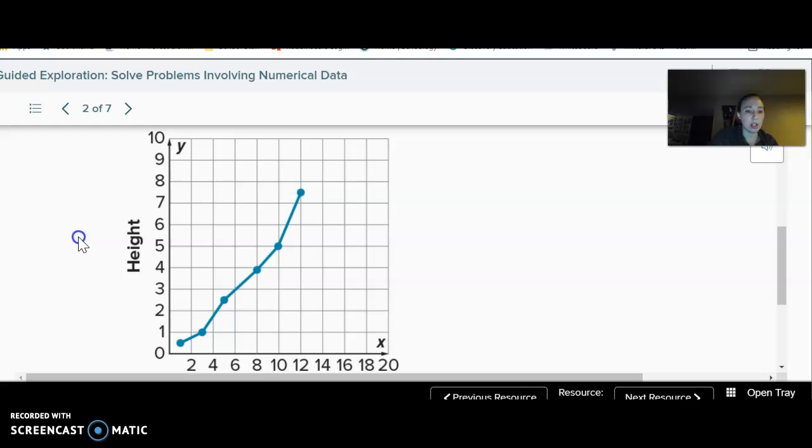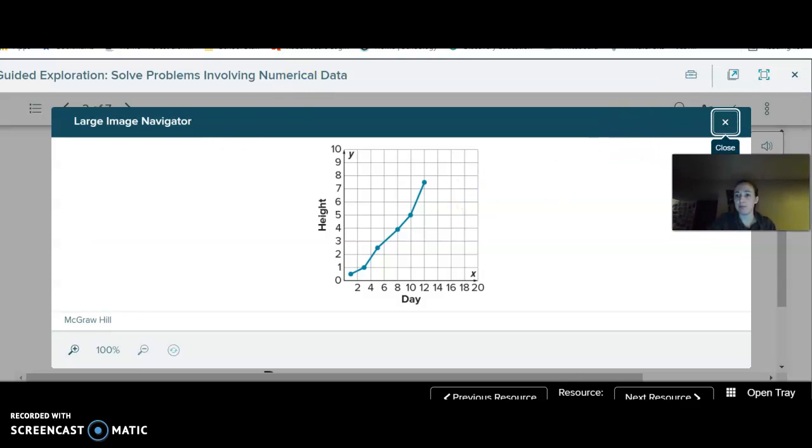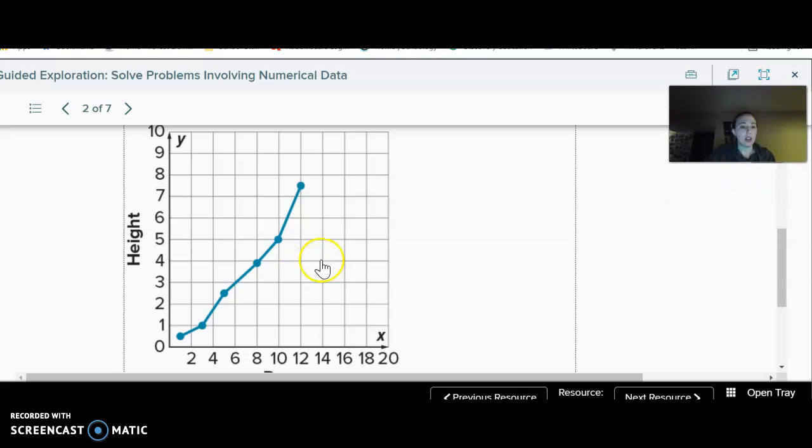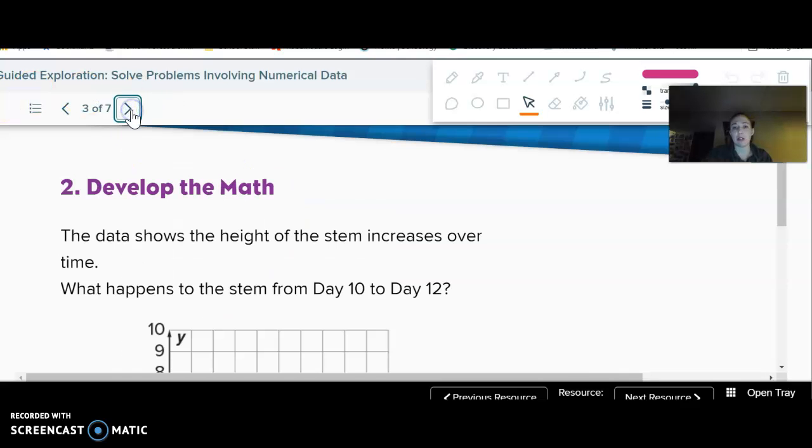On day 1, it was like half an inch. On day 3, it was 1 inch. On day 5, it was 2.5 inches. On day 8, it was 4 inches, day 10, 5 inches, day 12, 7.5. So notice it's not a nice linear graph. It's generally increasing, but there's not a clear, like every day it grew a certain amount. It changed a little bit.